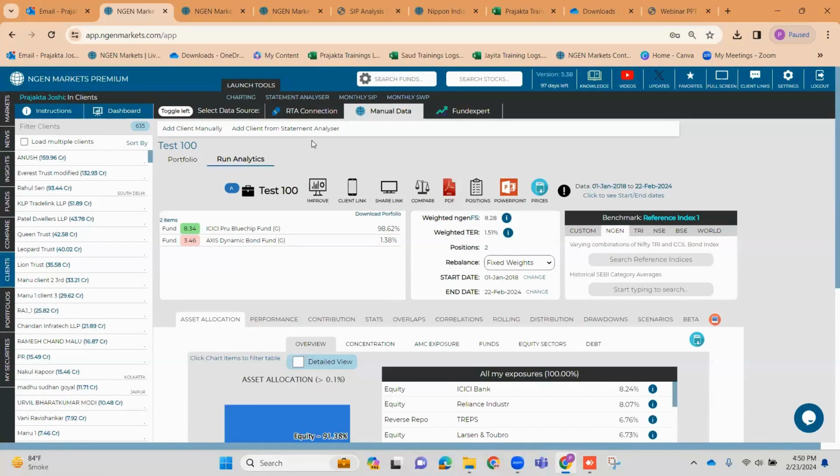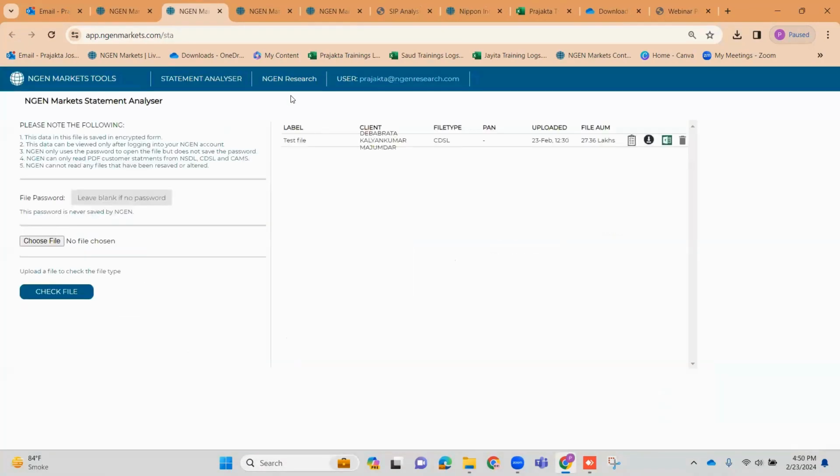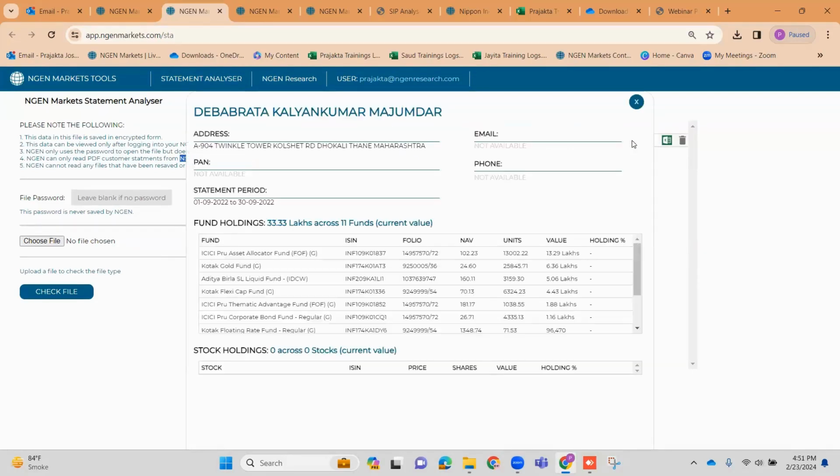That's one way. The second way is using this statement analyzer tool. What the statement analyzer tool does is it lets you onboard a prospective client's holdings from his NSDL, CDSL, or CAMS ECAS statement. We will need an ECAS statement of your client for this. This is a password protected statement. You simply click on choose file, choose the file from your system, put in the file password and click on check file. The moment you do that, it will appear here on the right hand side. The holdings from his file will be captured like this.